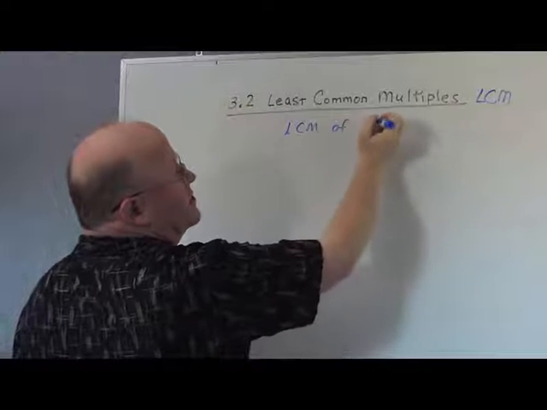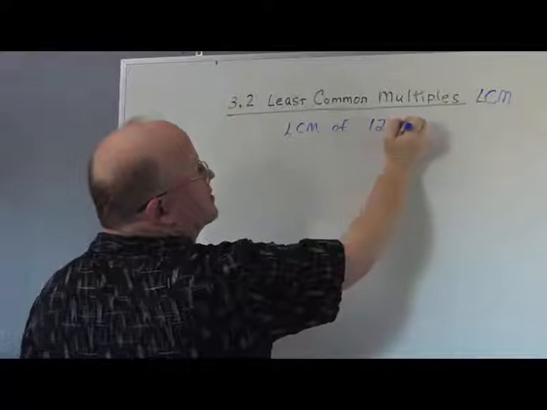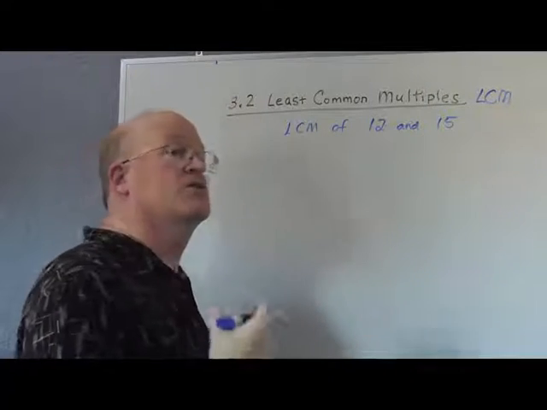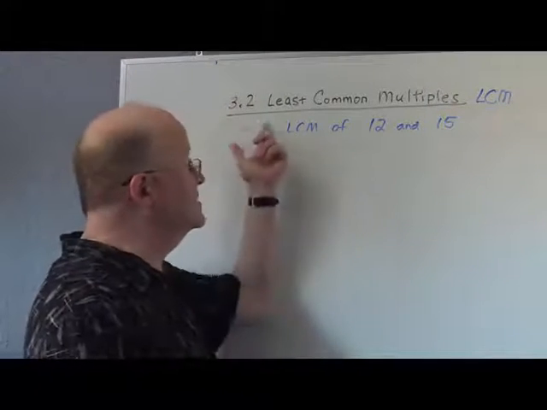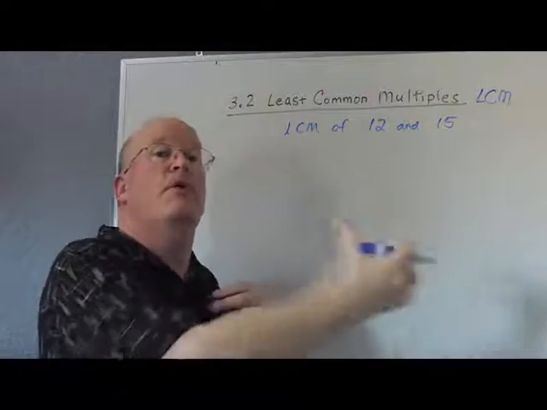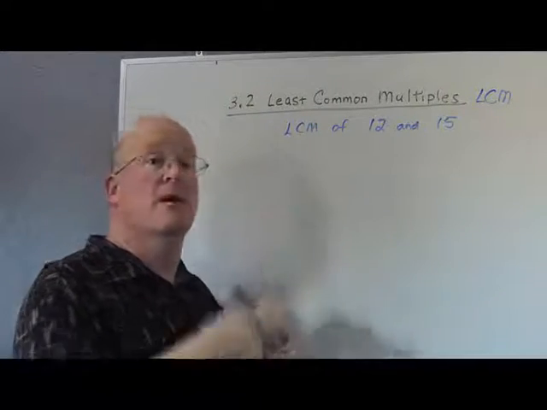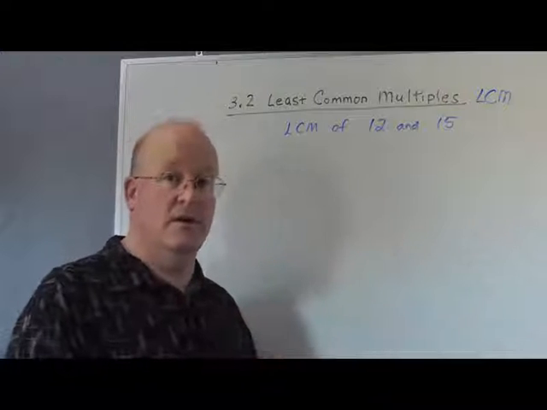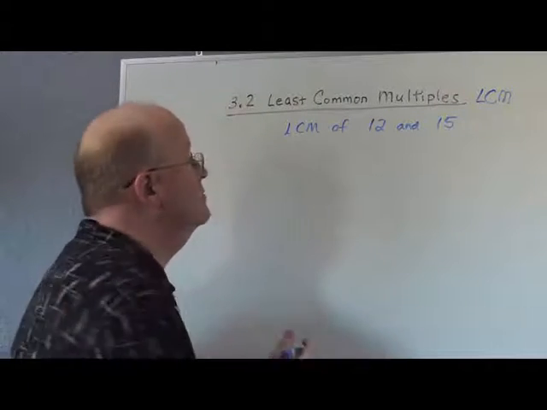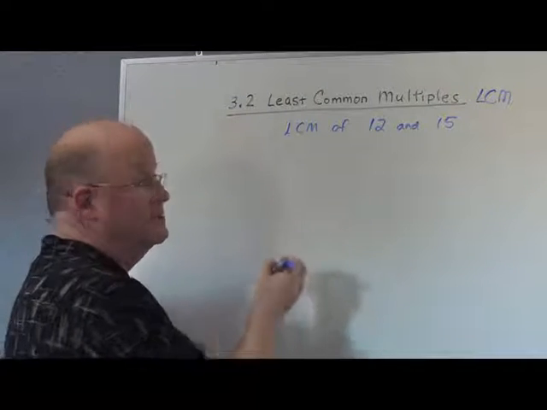And so I'm going to write down the least common multiple of 12 and 15. I want the smallest thing, that's the least part, that they both go into. The both part is the word common, multiple, numbers they both go into. Now there are a few different methods for finding this. I'm going to begin with method number 1, the listing method.